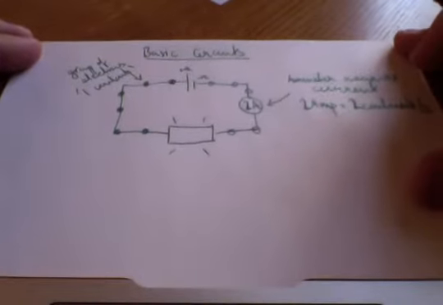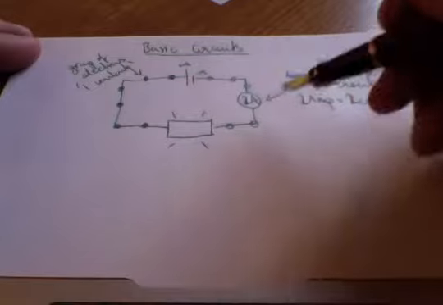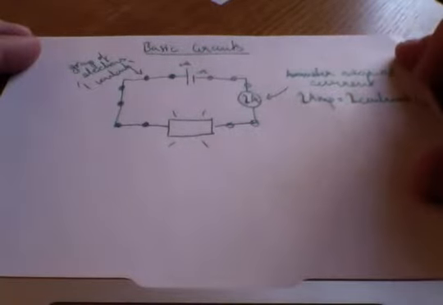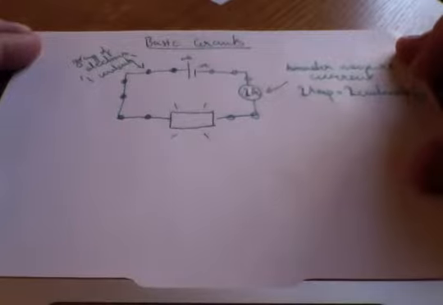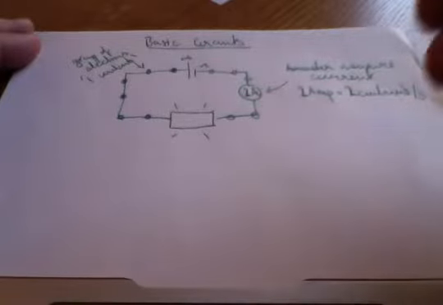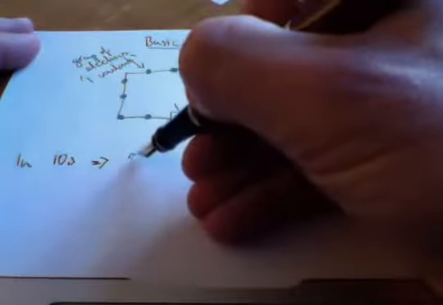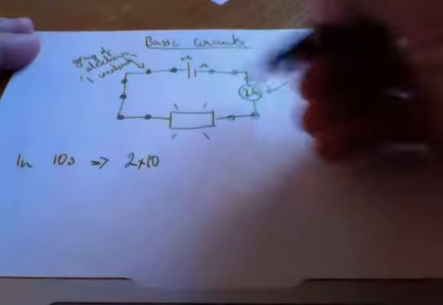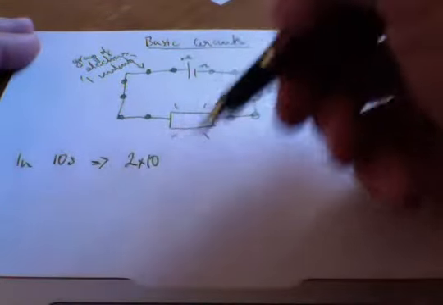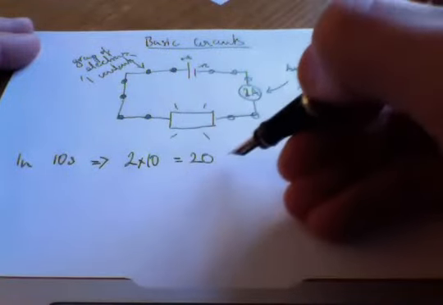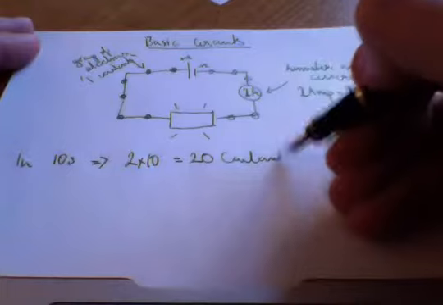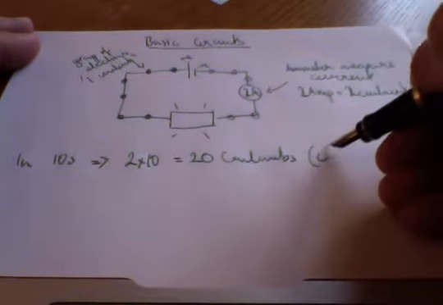Okay, now if I were to ask you a very simple question then, and I said this is flowing at 2 amps, how many coulombs will flow around my circuit in 10 seconds? Intuitively, I hope you'd all understand that in 10 seconds, if 2 are coming out of the battery per second, I need to multiply by how many seconds I've got to give me how many coulombs. And the symbol for coulombs is C.